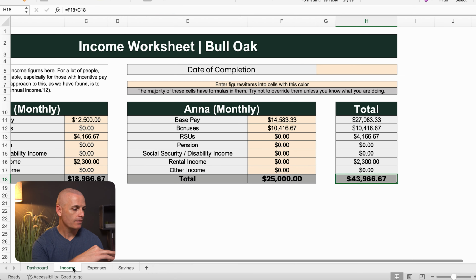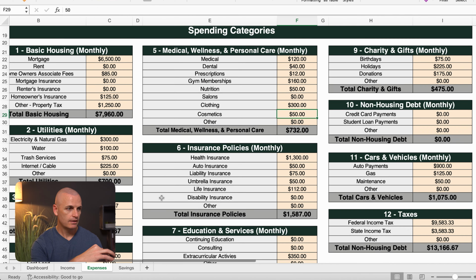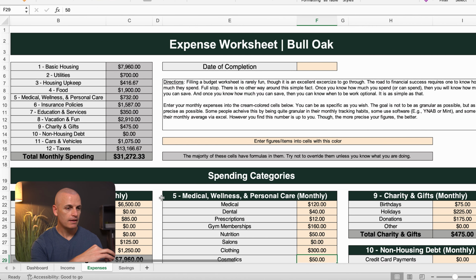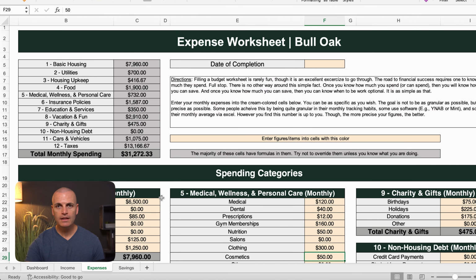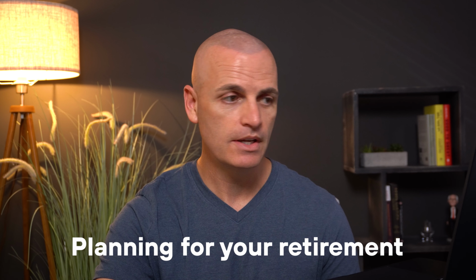Okay, so now that we have our income, let's move on to the expenses. Now, expenses, again, this is the part that nobody likes. This is the part where you have to break down all of your different expenses, but I promise you that it's a very good practice to go through, especially if you're serious about planning for your retirement. Know that there are two different ways that you can do this.